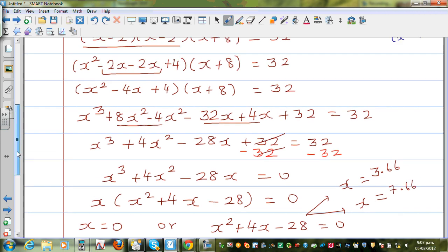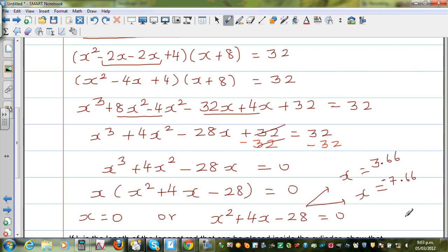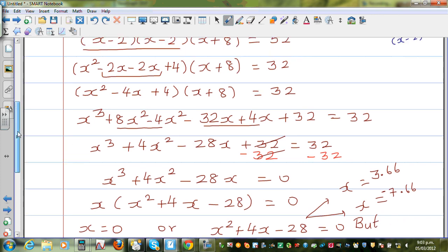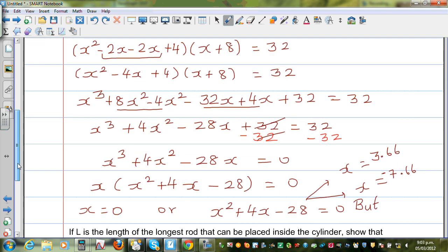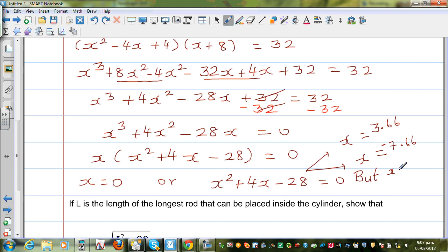Okay, now minus 7.66, sorry, minus 7.66. But we have to say x has to be greater than 0. Because you got x minus 2, x has to be in fact greater than 2. So x cannot be negative 7.66. x has to be greater than 0 and also greater than 2. So we are accepting this answer. Therefore, I can say x is 3.66 centimeters in 2DP.